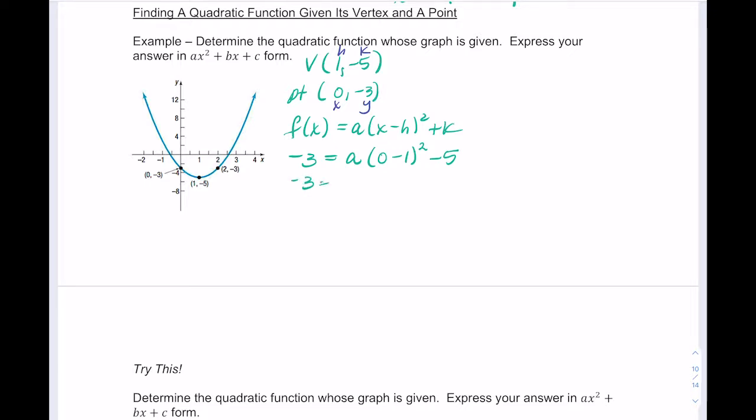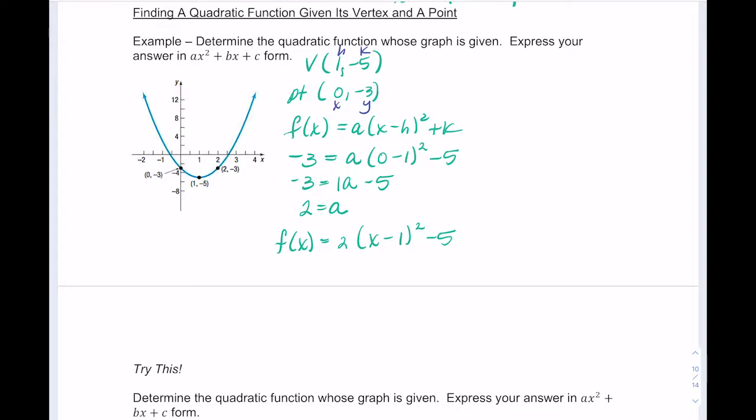Now I've got -3 equals a times -1 squared is just 1a minus 5. And then I'm going to add 5 to both sides, and you get 2 equals a. Once I know a, I can just plug this back into my formula. f of x equals a times x minus h squared plus k. There's my equation in vertex form.